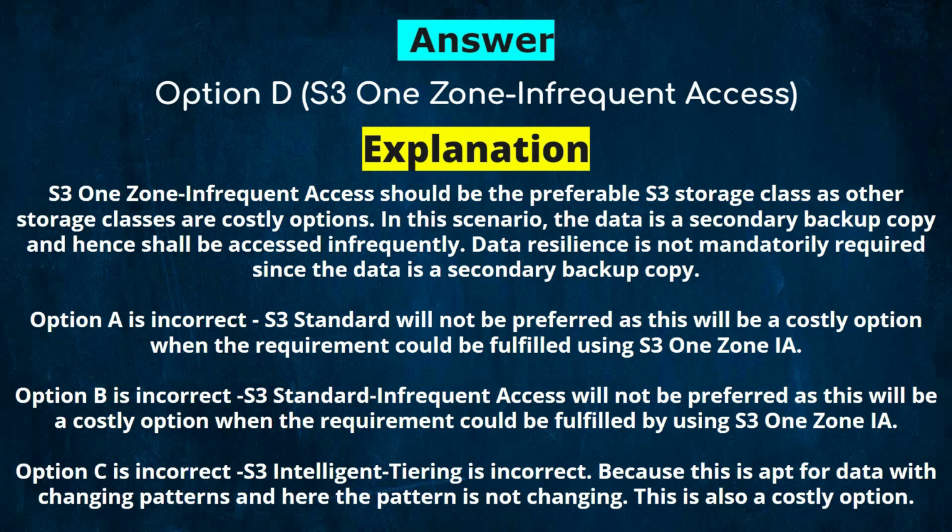Option A is incorrect. S3 Standard will not be preferred as this will be a costly option when the requirement could be fulfilled using S3 One Zone IA. Option B is incorrect. S3 Standard Infrequent Access will not be preferred as this will be a costly option when the requirement could be fulfilled by using S3 One Zone IA. Option C is incorrect. S3 Intelligent-Tiering is incorrect because this is apt for data with changing patterns and here the pattern is not changing. This is also a costly option.